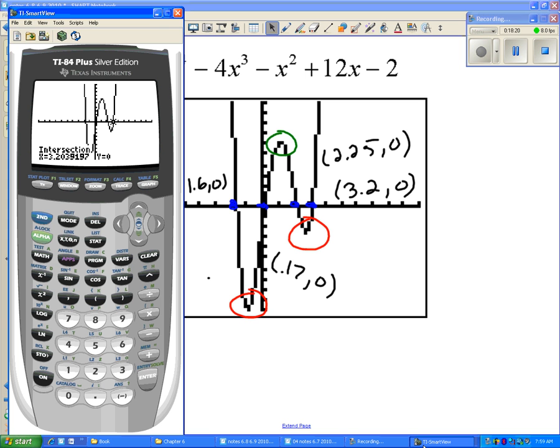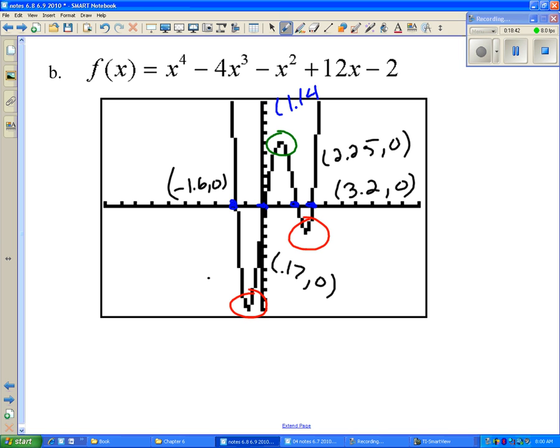So I'm going to move on, and I'm going to hit second trace. Number 4 is maximum. Left bound, I'm going to go to the left of that maximum, hit enter. Go to the right of that maximum, hit enter. Go to the middle, hit enter. 1.14 and 6.14. See why we're not doing this by hand? We let the calculator do the heavy lifting.